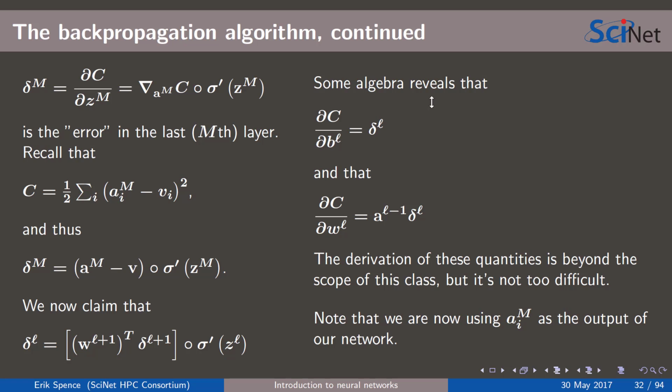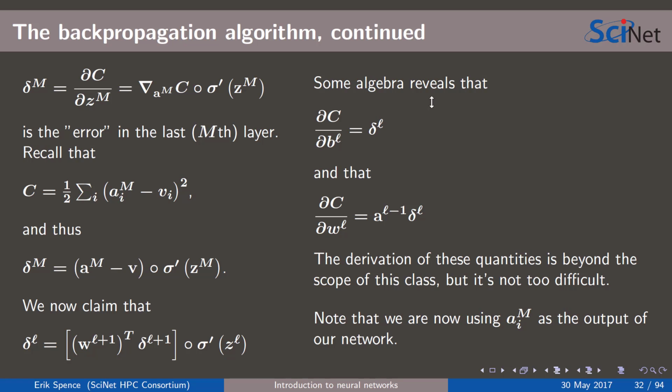I'm going to define this quantity called delta m. That's what we're going to call the error of the mth layer. The mth layer's error is the partial of C with respect to z of m, which is the gradient with respect to a of m, dotted with sigma prime when we're using the sigmoid function. Take my word for it. Remember that our cost function looks like this. Notice that we're using a now as the output of the network instead of f.